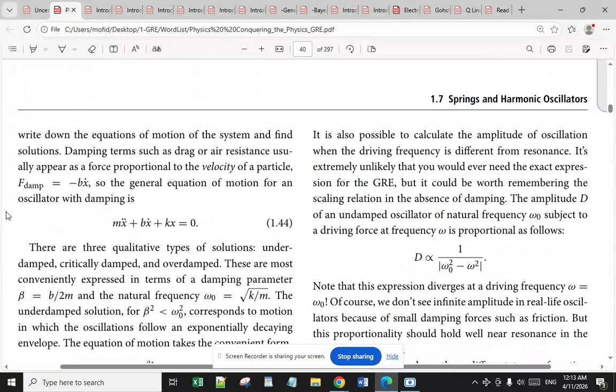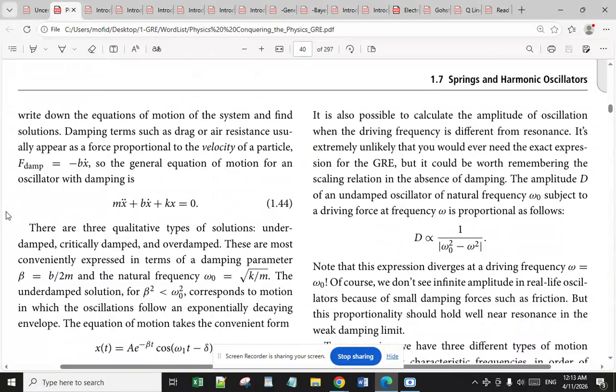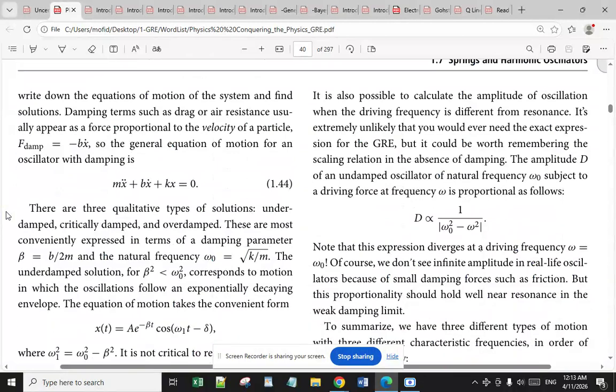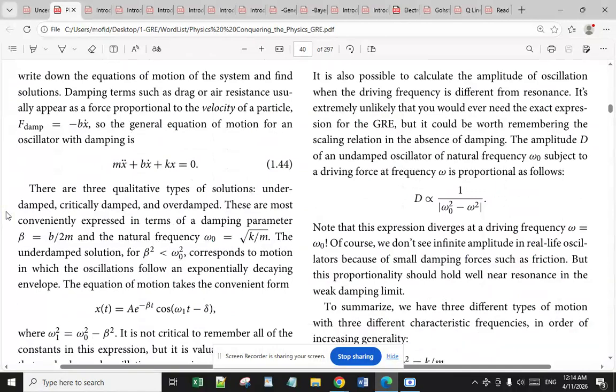solutions. Damping terms such as drag or air resistance usually appear as a force proportional to the velocity of a particle. F_damping is equal to minus b x-dot, so the general equation of motion for an oscillator with damping is m x-double-dot plus b x-dot plus k x is equal to 0, based on equation 1.44. There are three qualitative types of solutions under damping: underdamped, critically damped and overdamped.